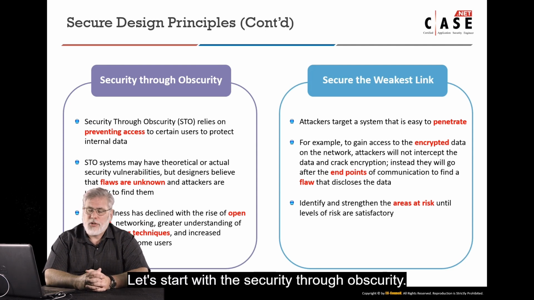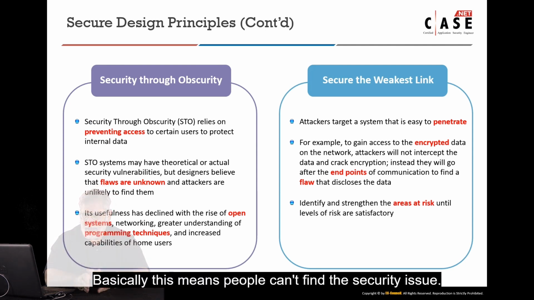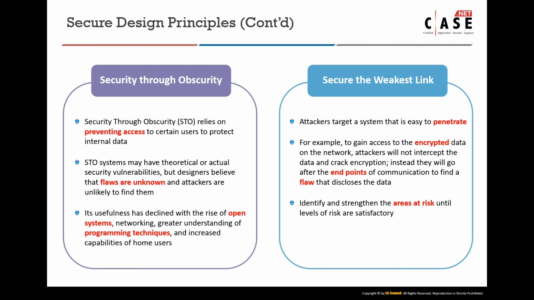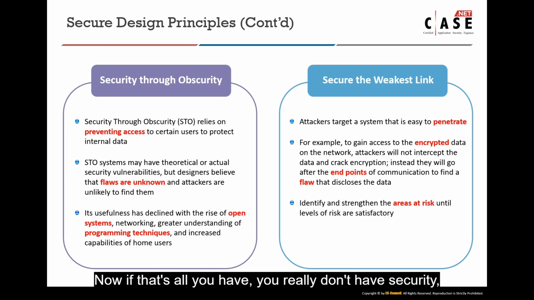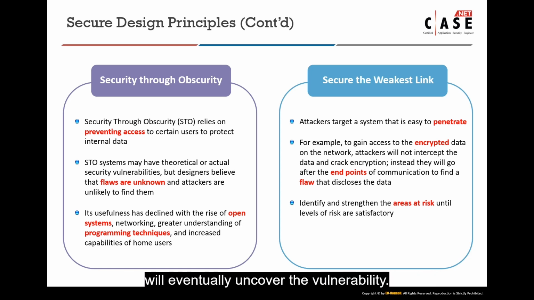Let's start with security through obscurity. Basically, this means people can't find the security issue. Now, if that's all you have, you really don't have security, because we have to assume that a dedicated attacker will eventually uncover the vulnerability. However, preventing access to certain users to protect internal data can be a good idea.